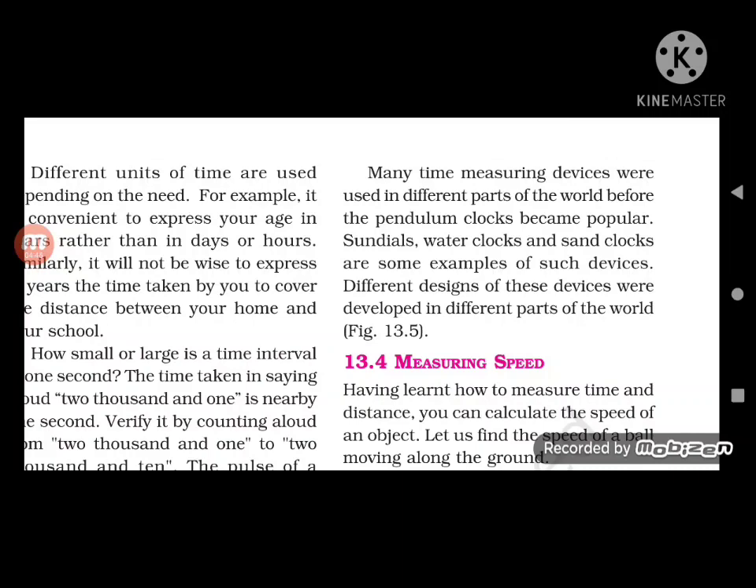So many time measuring devices were used in different parts of the world. Sundials, water clocks, and sand clocks are some examples of such devices. Different designs of these devices were developed in different parts of the world.